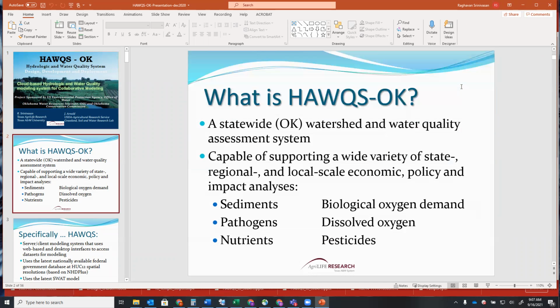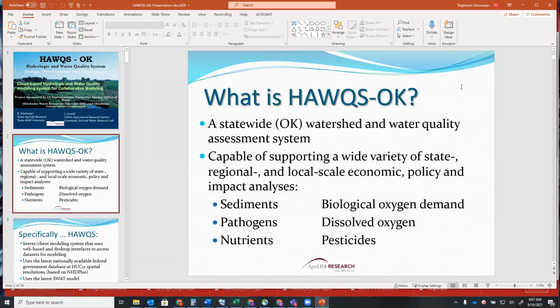So what is HAWQS? HAWQS is a statewide system for the state of Oklahoma. We have similar things coming up for Texas, South Carolina, and a few other states, and specific river basin authorities within the state of Texas, and some in Iowa, and others are starting to embrace the HAWQS platform.